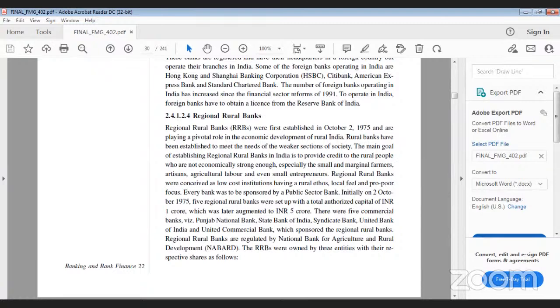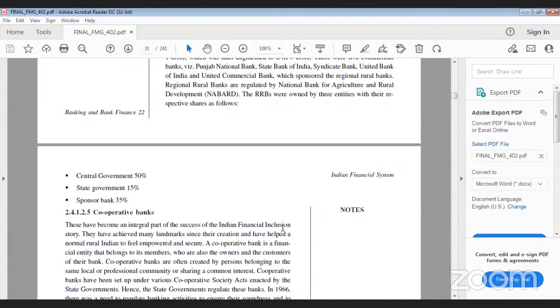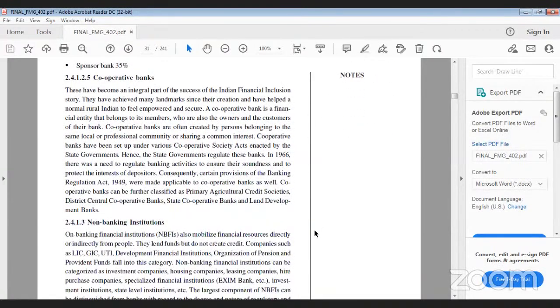The RRBs were owned by three entities, whose respective shares are as follows: central government 50%, state government 15%, and sponsor bank 35%. So these have become an integral part of the success of the Indian financial story. They have achieved a landmark since they were created, helping rural people. A cooperative bank is a financial entity belonging to its members, who are also the owners of the bank.